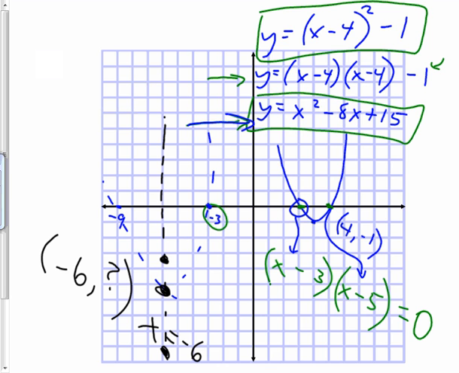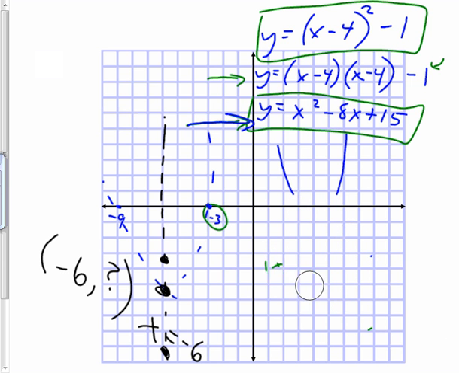Put it in the equation. Do I have the equation? No. I could make the equation, though. How could I make the equation? Somebody just said it.